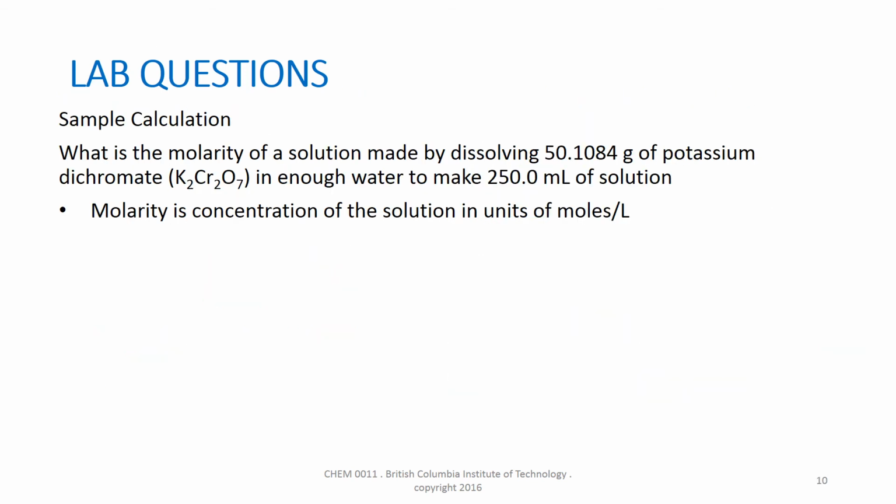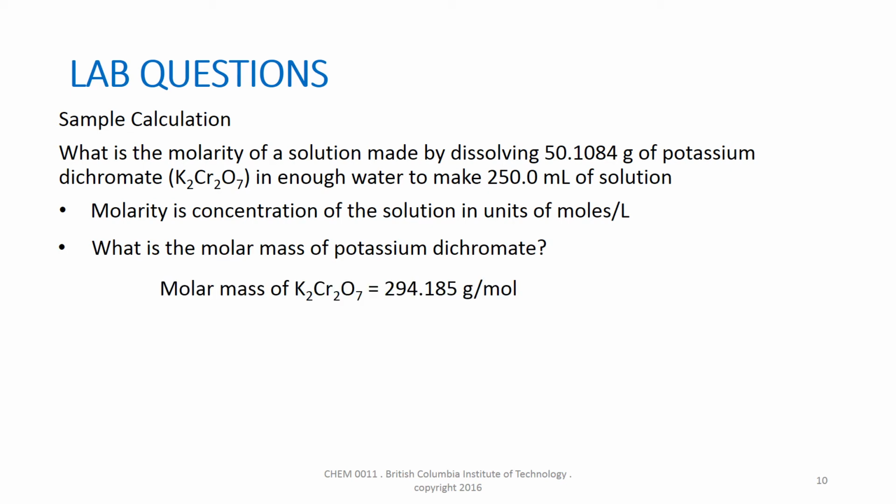Consider this sample problem, which is very similar to the lab question. In this case, 50.1084 grams of potassium dichromate is dissolved in enough water to make 250.0 milliliters of solution. Since molarity is moles per liter, the approach is to convert the 50.1084 grams of potassium dichromate into moles of potassium dichromate. The molar mass of potassium dichromate is needed to do this. Using the periodic table, the molar mass of potassium dichromate is found to be 294.185 grams per mole. Note the molar mass should have at least the number of significant figures as the mass of the compound.